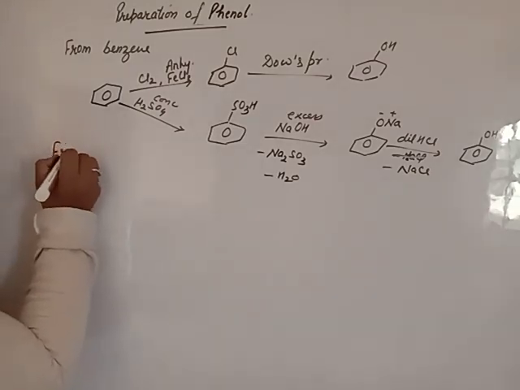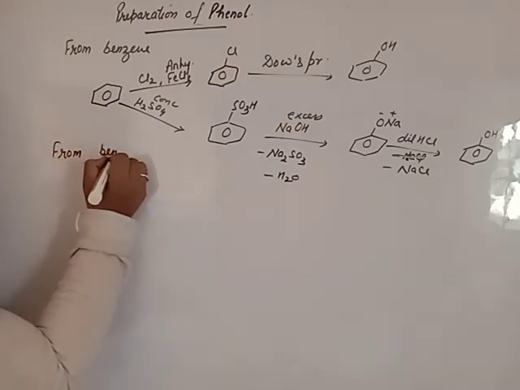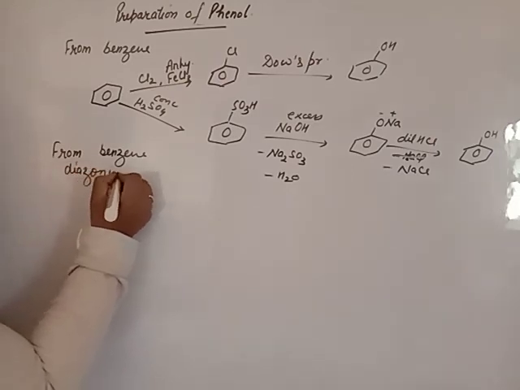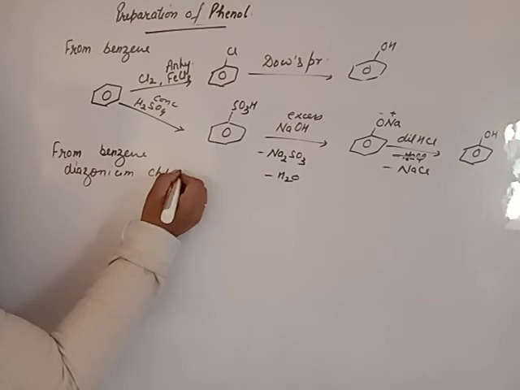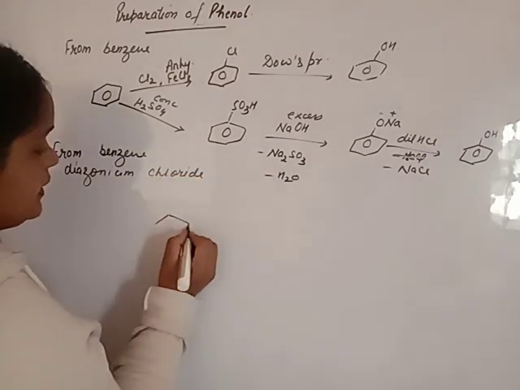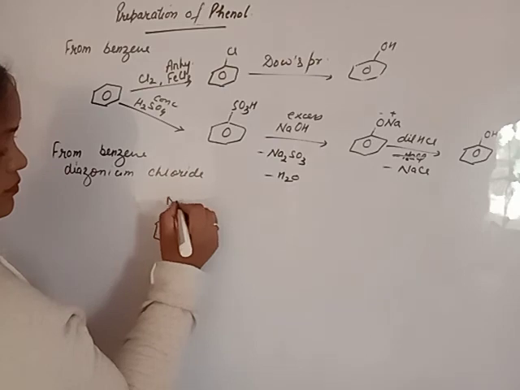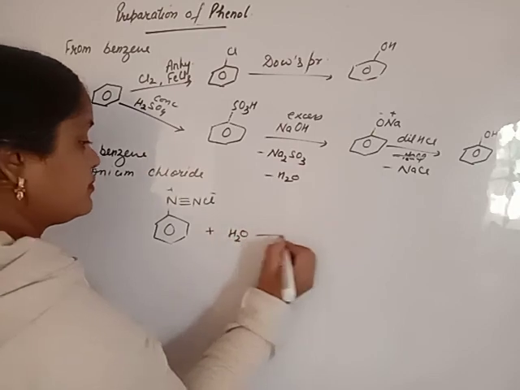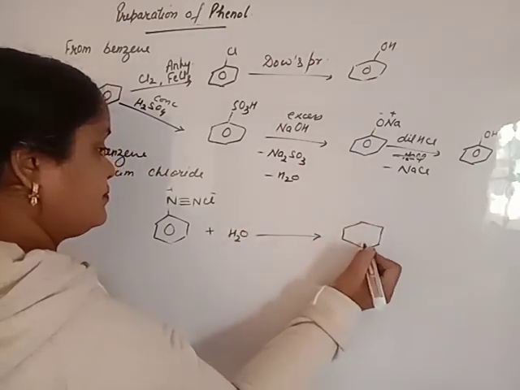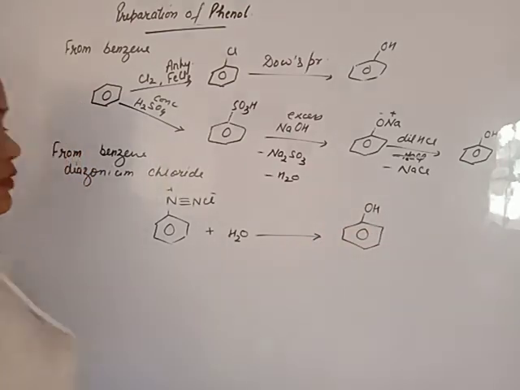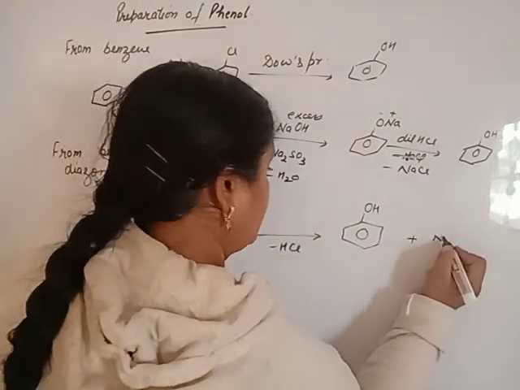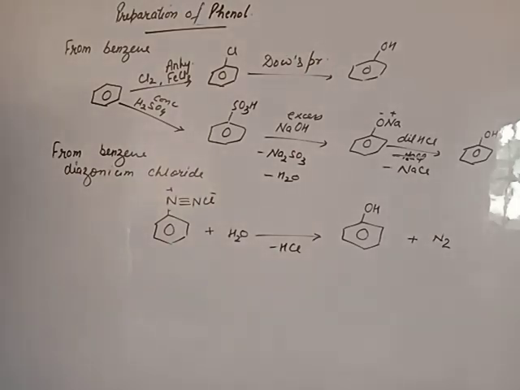Next, from benzene diazonium chloride. When benzene diazonium chloride is treated with water, it will give phenol. This bond will break. H of the water combines with Cl, and nitrogen gas is released. We will get phenol directly.